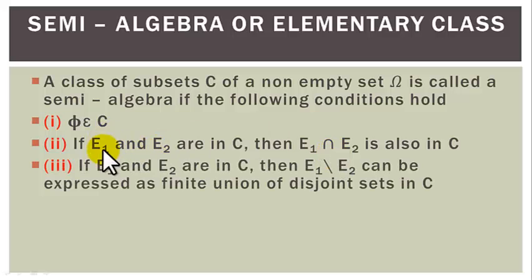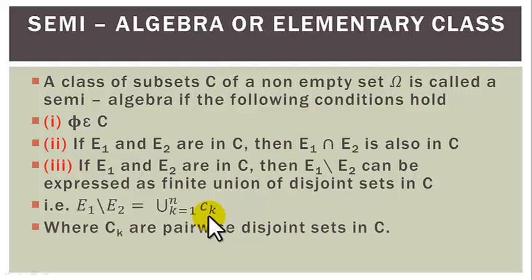3. If E1 and E2 are elements of C, then E1 difference E2 can be expressed as a finite union of disjoint sets in C. That is, E1 difference E2 is equal to the union of Ck as k goes from 1 to n, where Ck are pairwise disjoint sets in C.